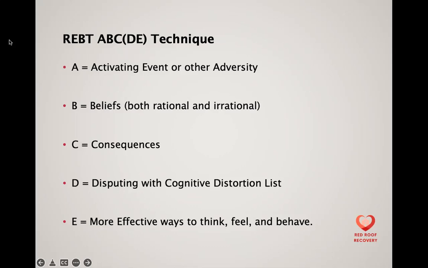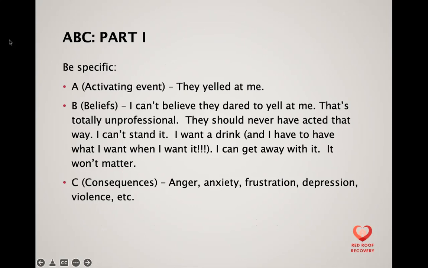So we dispute the beliefs that we're having around adversities and activating events with this list of cognitive distortions, so it can help us realize that really we're not thinking rationally around these adversities or activating events in our life. And then we get down to E, where we come up with more effective ways to think, feel, and behave. It's a very handy exercise to use.